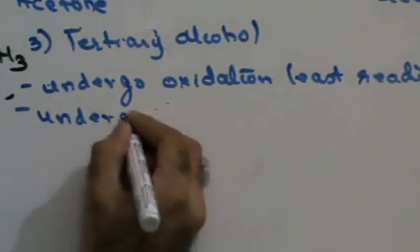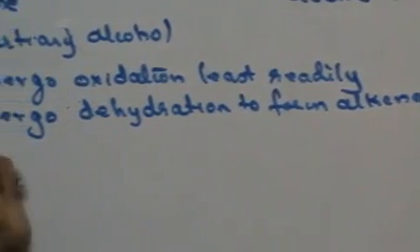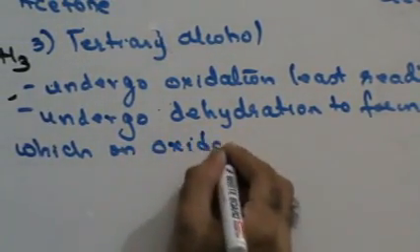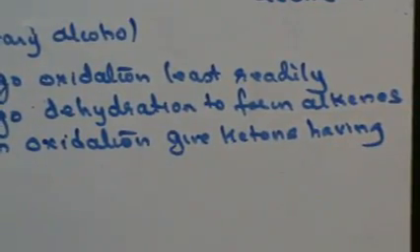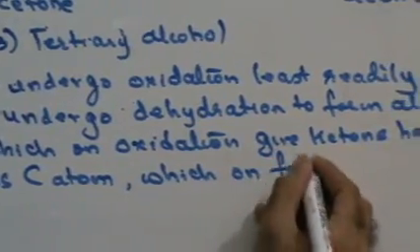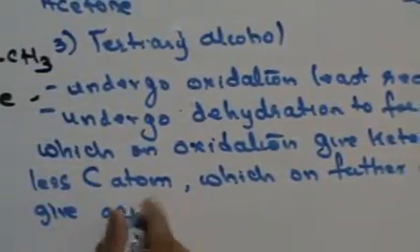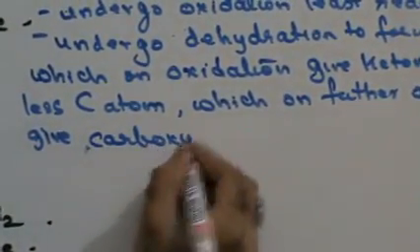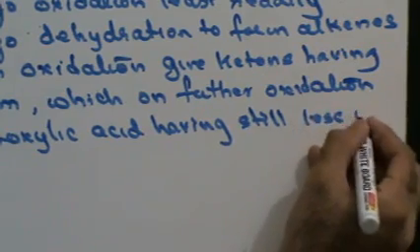They first undergo dehydration to form alkenes, which on oxidation give ketones having less carbon atoms, which on further oxidation give acid, carboxylic acid, having still less number of carbon atoms. Let's see a reaction, guys.